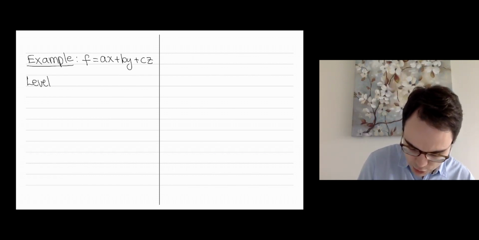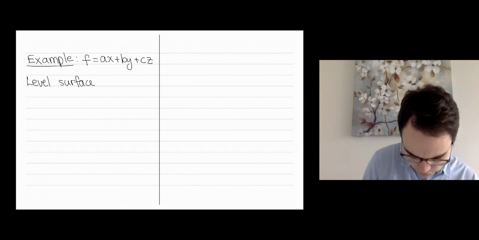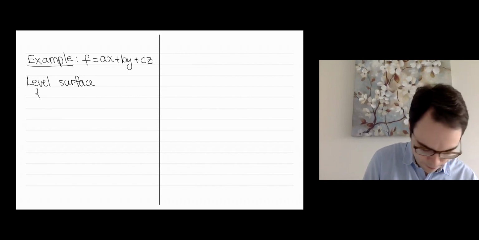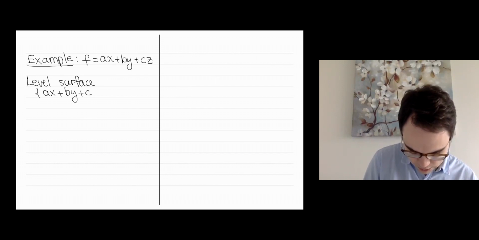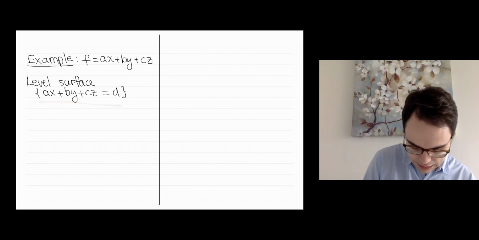Okay, so in this situation, the level surface is the set of all points x, y, z where ax plus by plus cz equals a constant. Let me call that constant d. So this set is a plane.